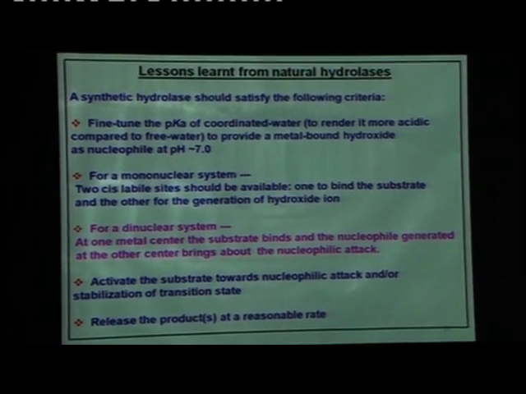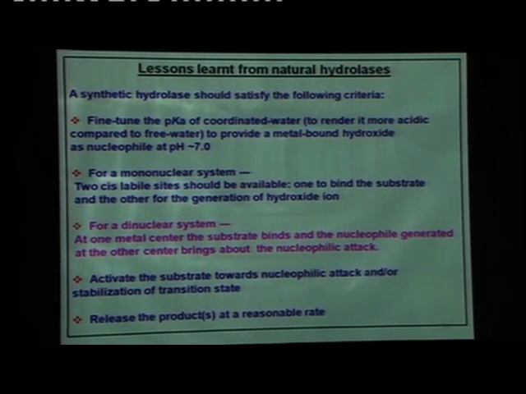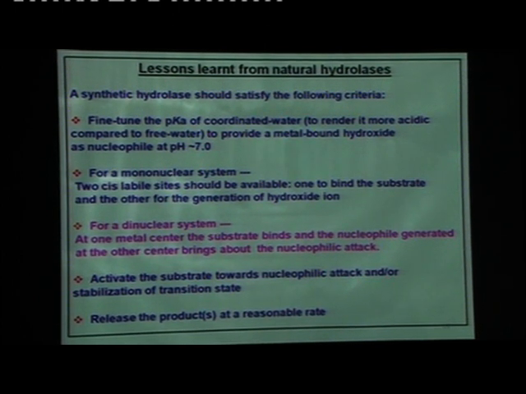So it's like that. For a mononuclear system, 2 cis-labile sites should be available: one to bind the substrate, the other for the nucleophile. For a dinuclear system, at one metal center the substrate binds, and the nucleophile generated on the other center brings about the nucleophilic attack. Activate the substrate towards nucleophilic attack, stabilize the transition state, and release the product in a reasonable way. If these conditions can be satisfied by any compound you make in your laboratory, you can claim that you have done a reasonably good synthesis of a hydrolytic enzyme mimic.